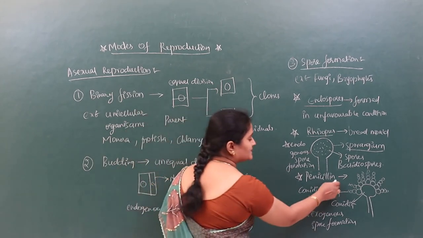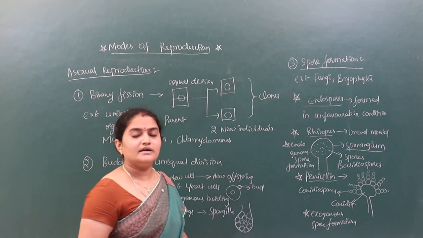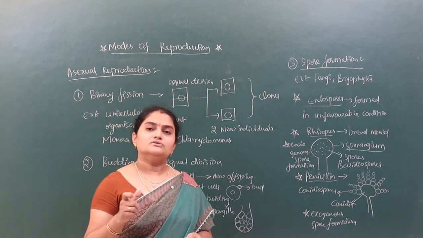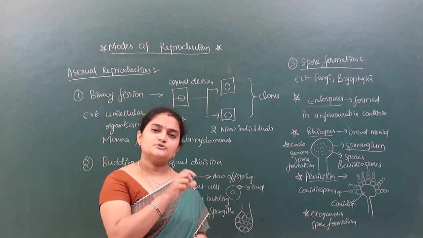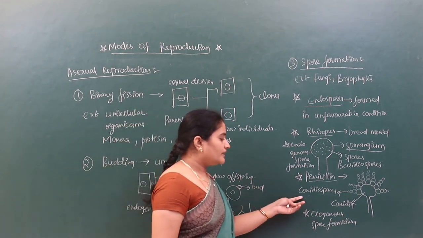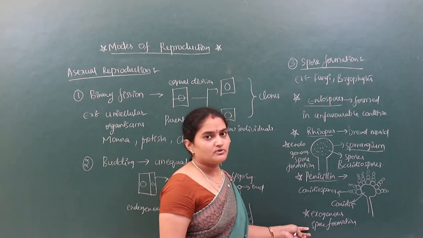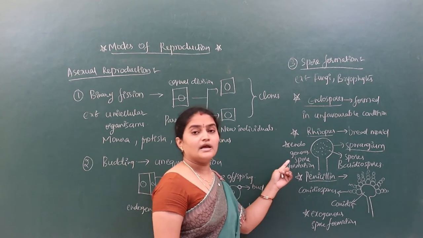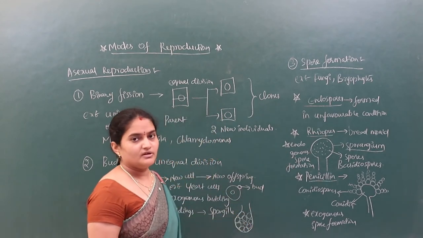And the next one, Penicillium. Here the spores are grown on the conidia. So these exogenous spores are considered conidiospores. Conidiospores are exogenous spore formation, and in Rhizopus it is an endogenous spore formation.